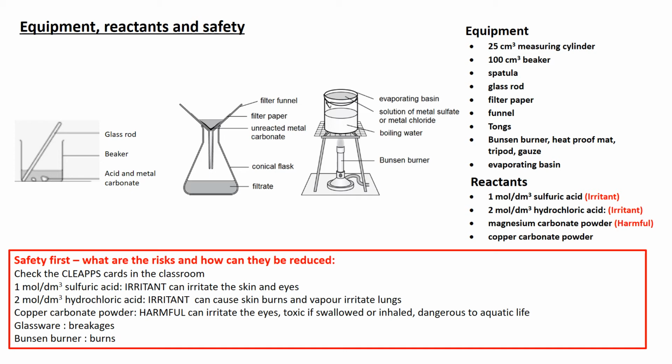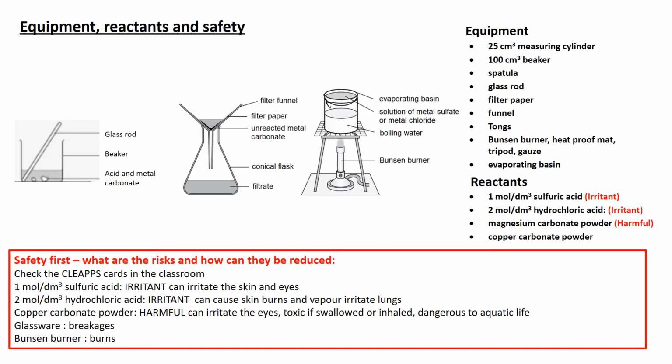Then you need to talk about toxic, make sure your hands are clean afterwards. Glassware breakages, risk of being cut. So again, making sure that you clear any broken glass and dispose of safely. And lastly, Bunsen burner and burns. So we're going to make sure that we avoid touching hot things and reduce our risk.